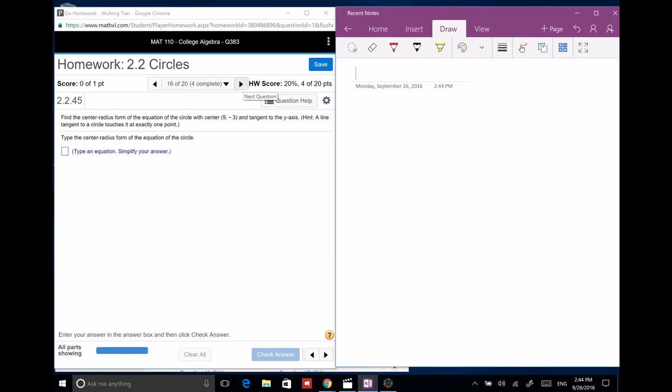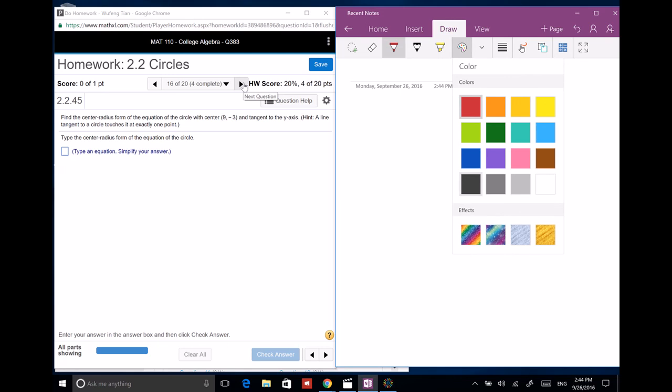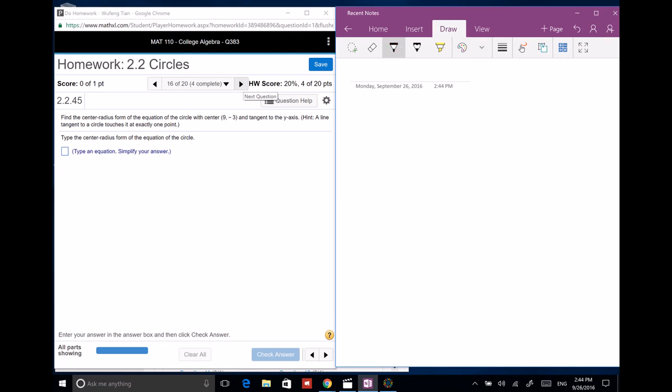So number 16, find the center radius form for the equation of the circle with center 9, -3, tangent to the y-axis. Okay, so this is a pretty simple one, I think. So find the equation of the circle with the center 9, -3. So 9, -3 is tangent to y-axis. So it's basically like this.